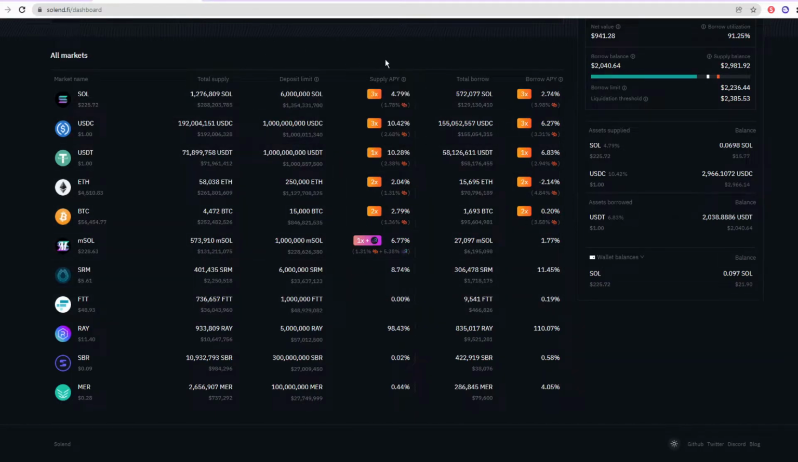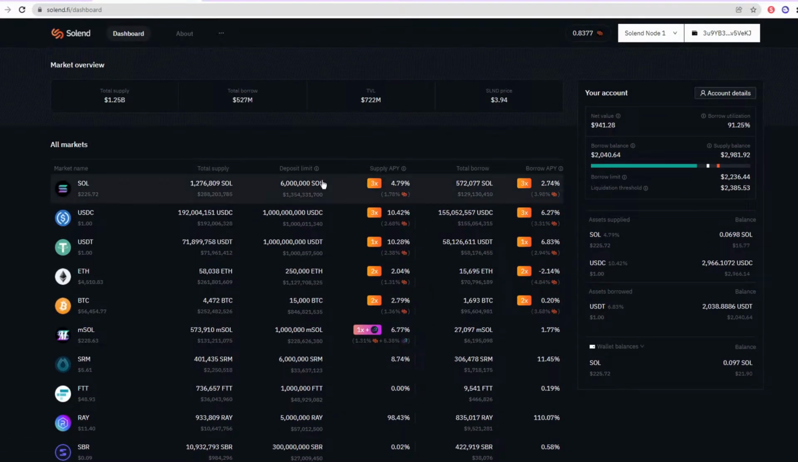Okay, so you have a few things to look at. Of course, you have the total supply. Let's just look at Solana, for example. This is the Solana coin. This is the total number of Solana coin that's supplied to Solend. And these are the total number of Solana that's being borrowed out. As you can see, there's 1.2 million being supplied and only 570 being borrowed, which is why the APY, like your interest rate, okay, it's an annual rate, is 4.8%.